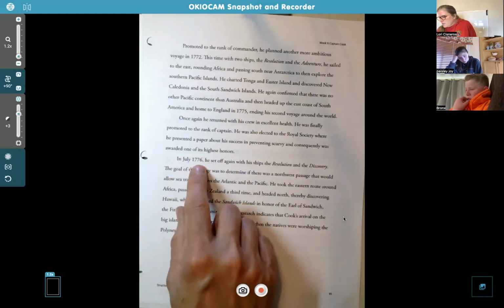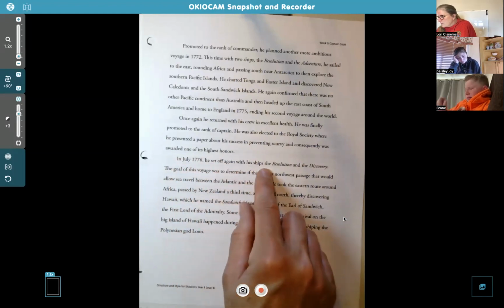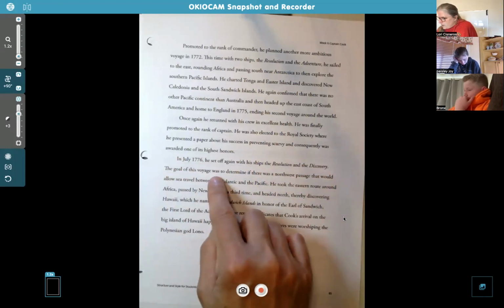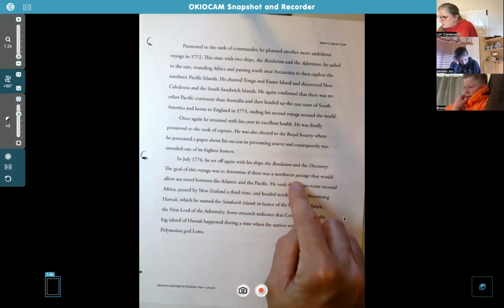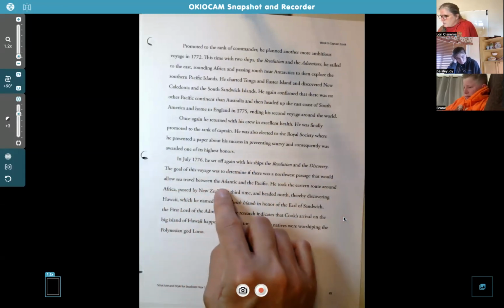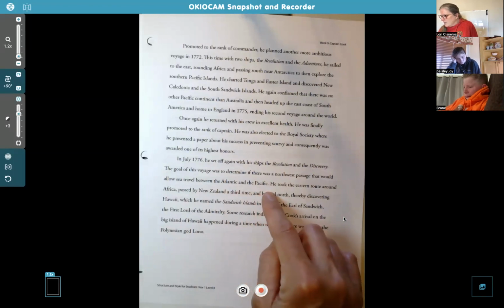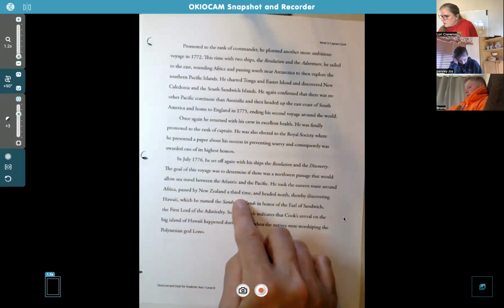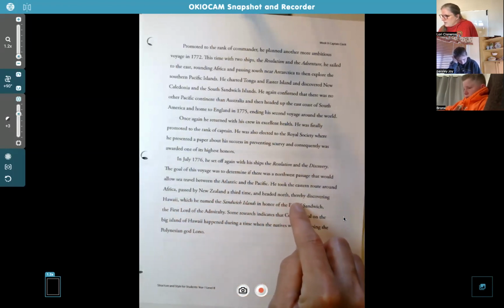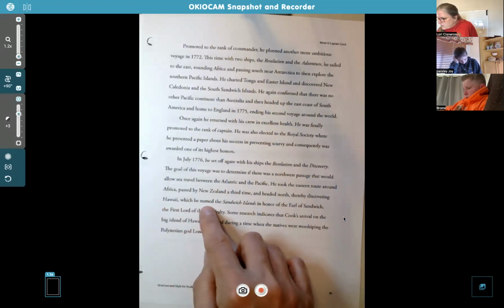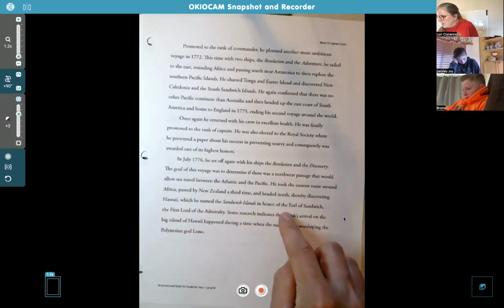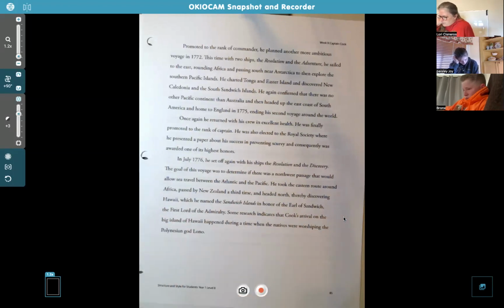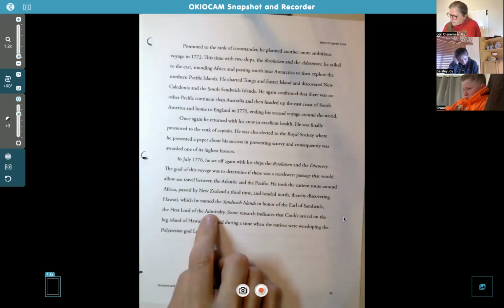In July 1776, he set off again with the ships, the Resolution and the Discovery. The goal of the voyage was to determine if there was a northwest passage that would allow sea travel between the Atlantic and the Pacific. He took the eastern route around Africa, passed by New Zealand a third time, and headed north, thereby discovering Hawaii, which he named the Sandwich Islands in honor of the Earl of Sandwich, the first Lord of the Admiralty.